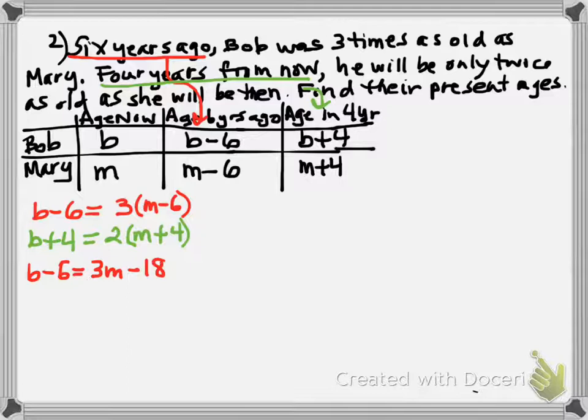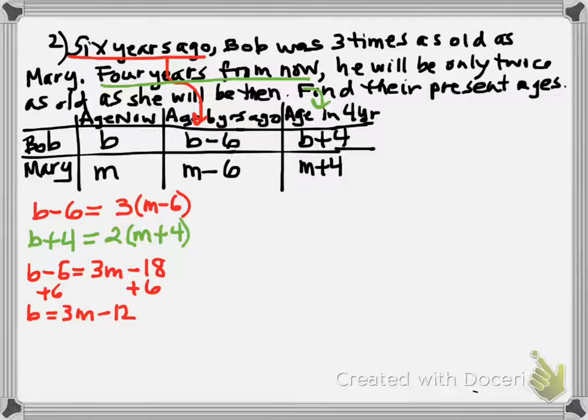Here's the caution with b's and 6's. You've got to make sure they don't look the same. I'm going to go ahead and solve this equation for b. So I'm going to add 6 to both sides. And that gives me b equals 3m minus 12.